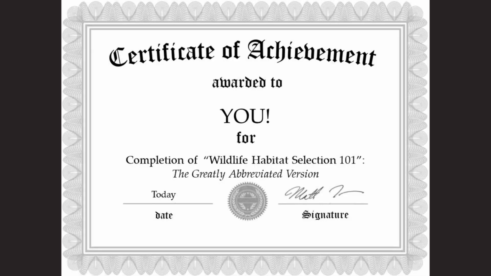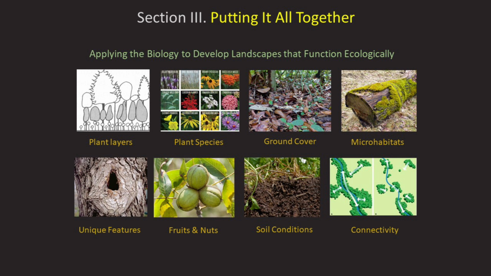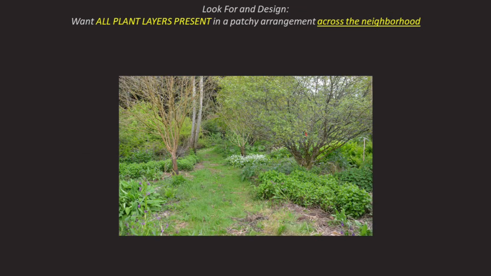All right, you just earned your certificate in Wildlife Habitat Selection 101. Now, in the next section, I'll provide some practical approaches for how to put these elements to work to encourage a diversity of wildlife. One of the first elements to consider are plant layers: the ground layer, the shrub layer, the mid-story layer, and the canopy layer.